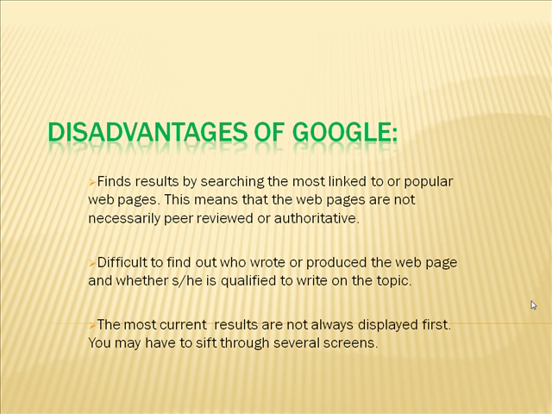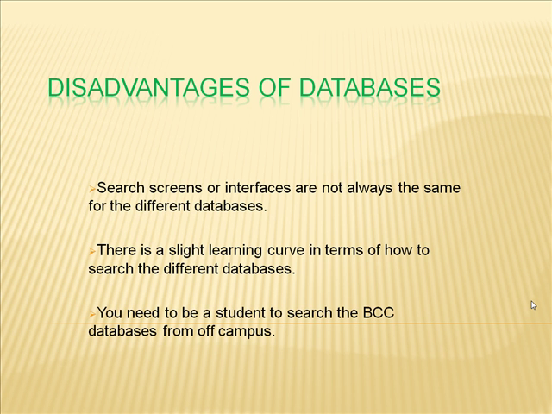What are the disadvantages of Google? It finds results by searching the most linked to or popular web pages. This means that the web pages are not necessarily peer-reviewed or authoritative. It's difficult to find out who wrote or produced the web page or whether he or she is qualified to write on the topic. The most current results are not always displayed first. You may have to sift through several screens of information.